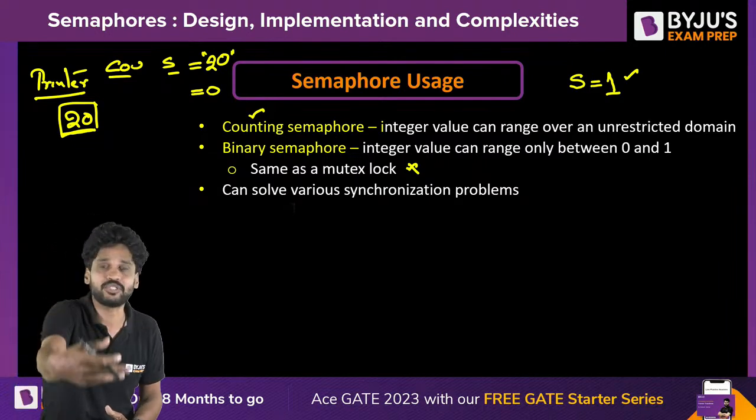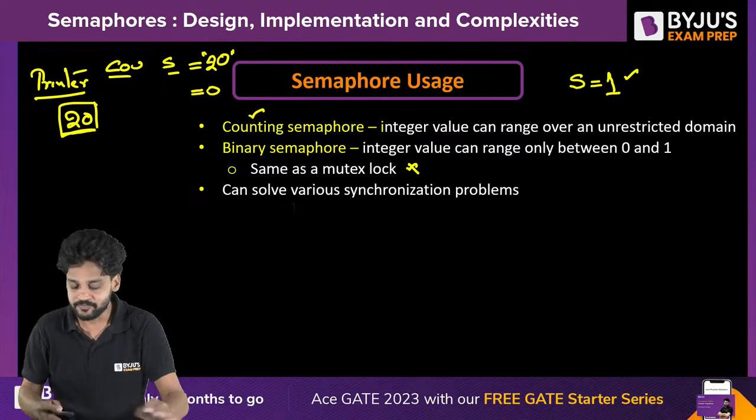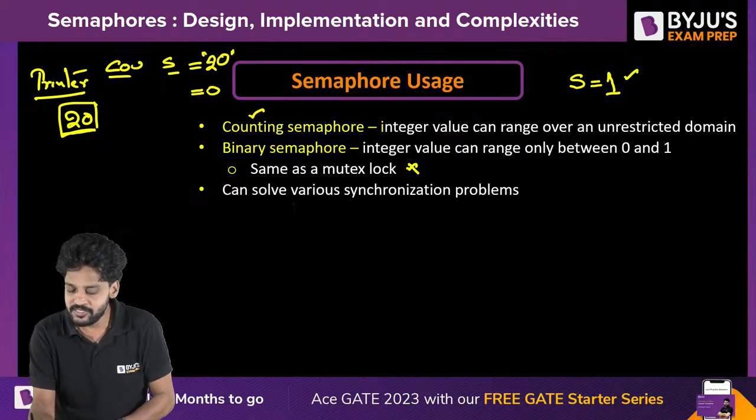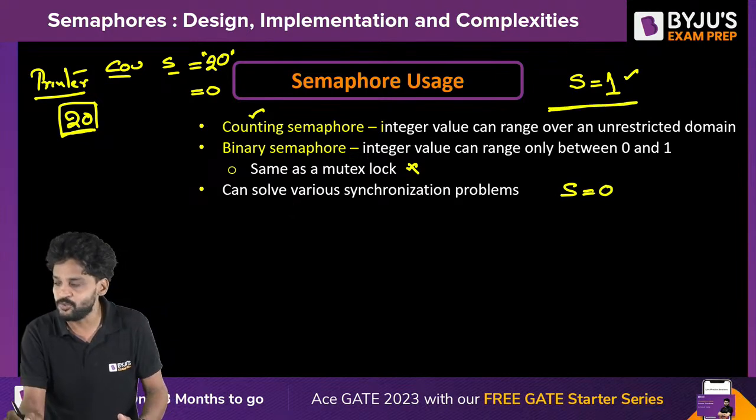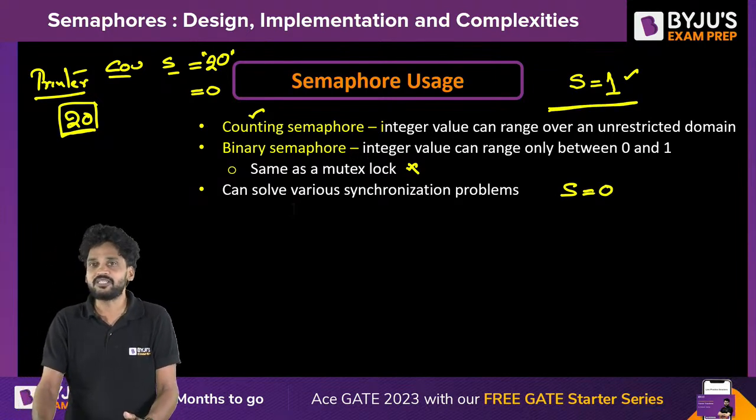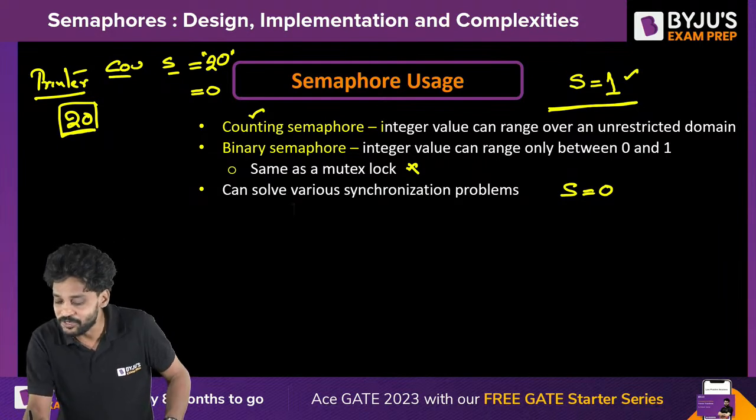There is an orderly execution. How? Let us understand. Simple. A synchronization semaphore will be initialized to 0 initially. Actually, a binary semaphore should be initialized to 1, but a synchronization semaphore will be initialized to 0.